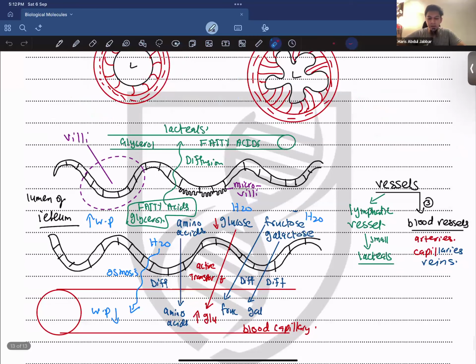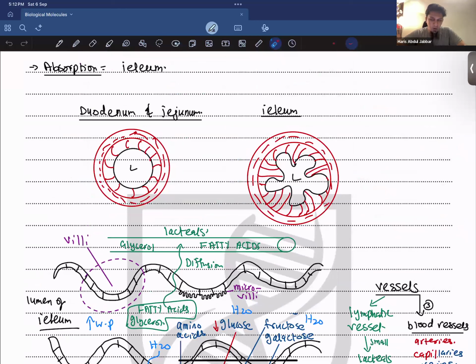In the last class we talked about the ileum. Ileum is the part of the small intestine that's concerned with absorption. By the time the duodenum or the jejunum ends, from the duodenum to the jejunum we have digestion going on, and by the time the jejunum ends, digestion stops. Beyond that digestion cannot happen; what we'll have beyond that is absorption.